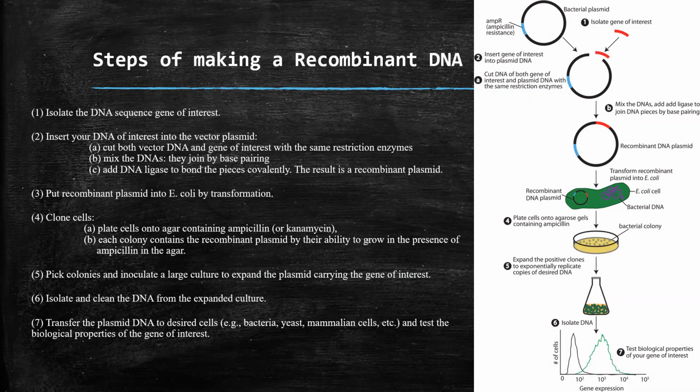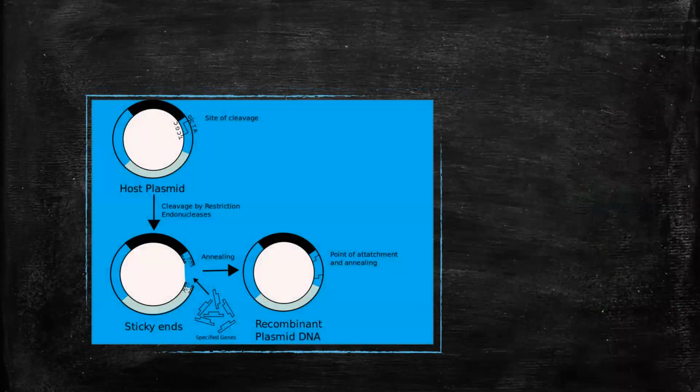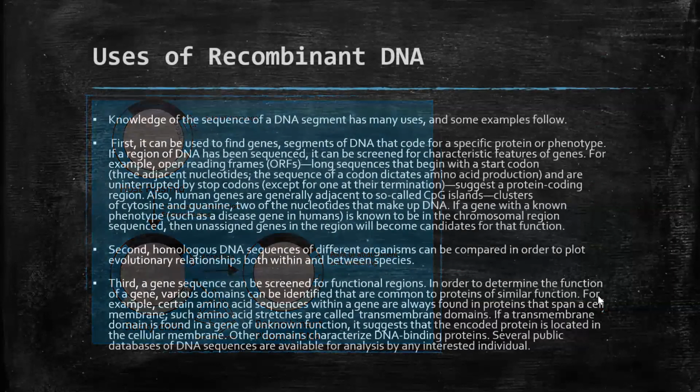exponentially replicate copies of the desired DNA. The sixth step, isolate DNA. The seventh step, and this last step, test the biological properties of your gene of interest. And this is how it works.